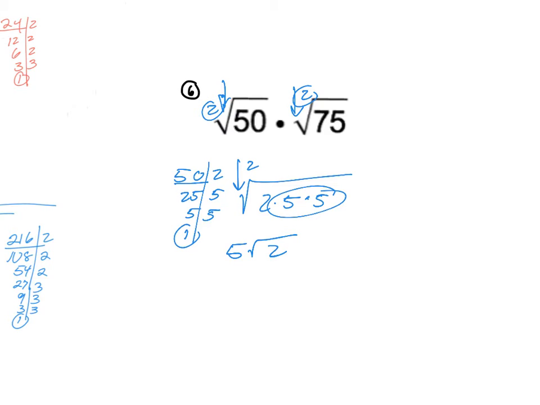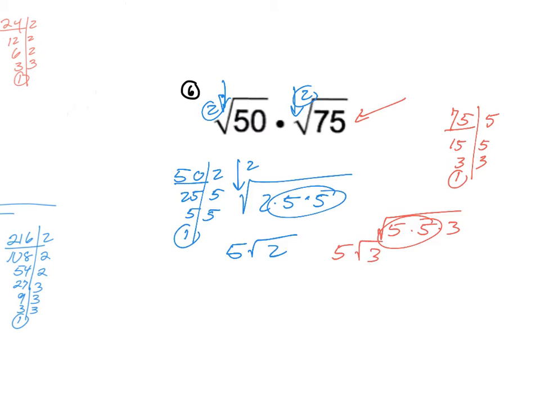Let me do 75 in a separate color. 75 can be split by 5's. 5 goes into 75 15 times. 5 goes into 15 3 times. 3 goes into 3 once. So 75 can be written as 5 times 5 times 3. I can take out a set of 5's, and that is 5 square root of 3.